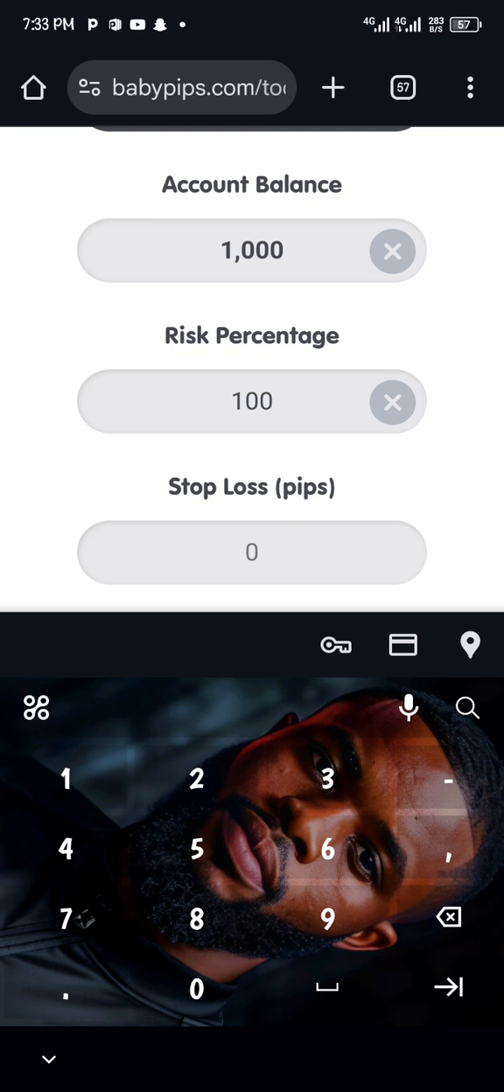But if you don't want to, if you know that you will not be comfortable losing that $1,000, then you put the risk percentage of what you want to risk. If you want to risk 10%, 10% of $1,000 is $100. That means you are trading with $100, but your total account balance is $1,000. You're only risking $100, which is 10% of $1,000. Is that understood? Now let's go.